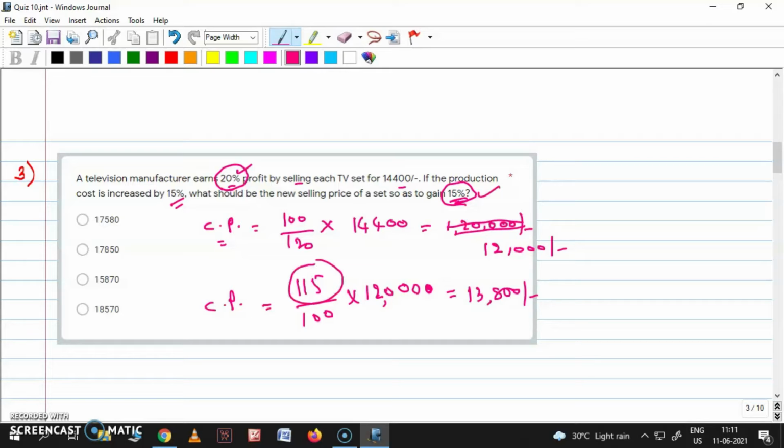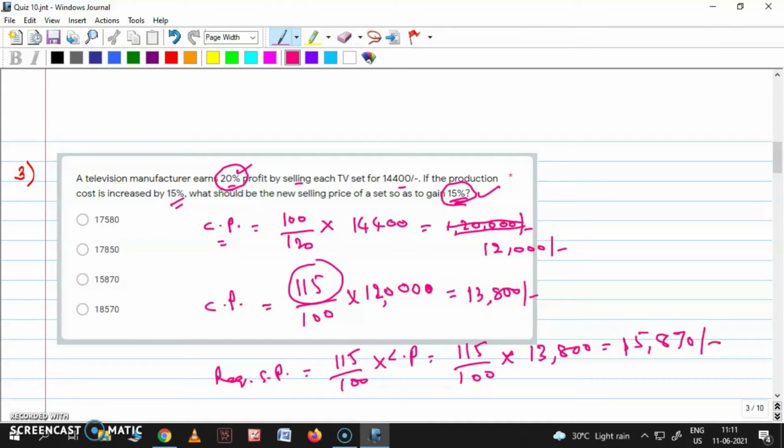So what is the required selling price now? The required selling price is equal to 115 divided by 100 into cost price. Now the cost price will become 13,800. So the final price will be 15,870 rupees. So C is the answer. Let's move on to the next question.